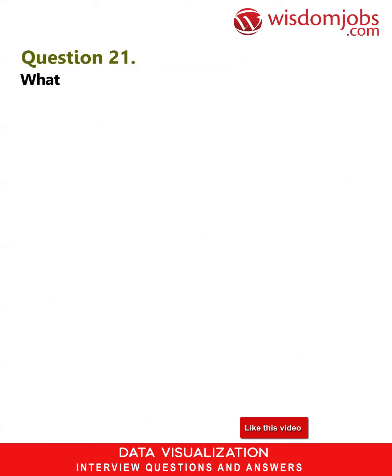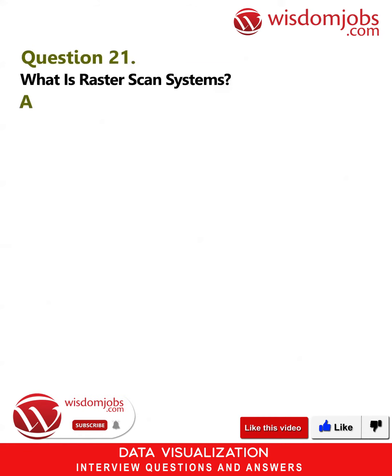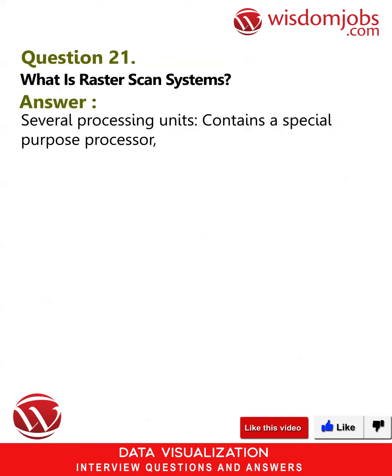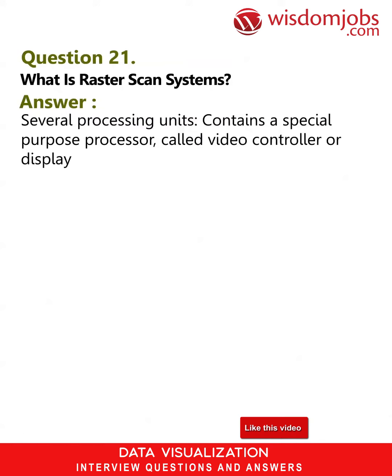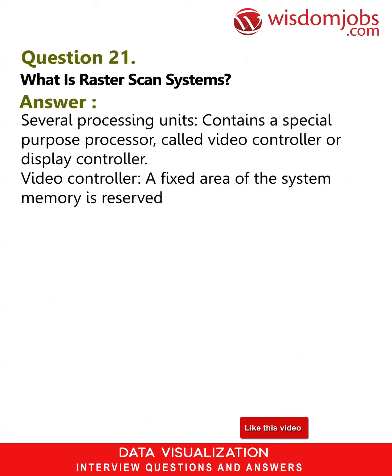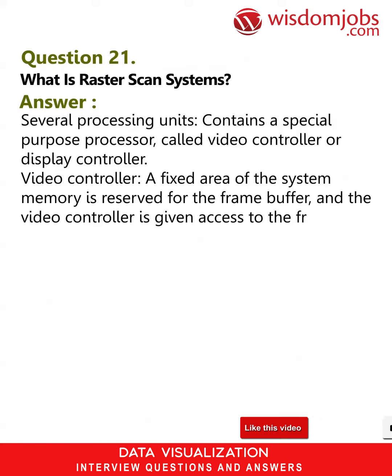Question 21. What are raster scan systems? Answer. Several processing units contain a special purpose processor called the video controller or display controller. For the video controller, a fixed area of the system memory is reserved for the frame buffer, and the video controller is given access to the frame buffer memory.